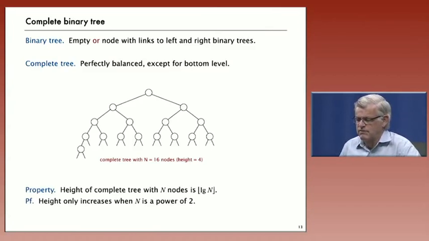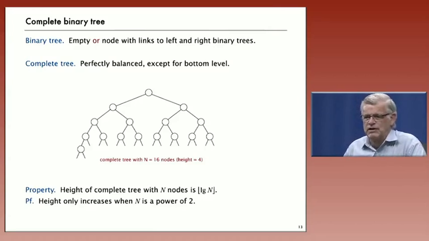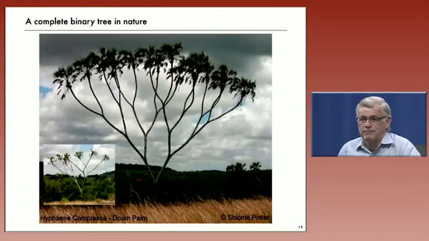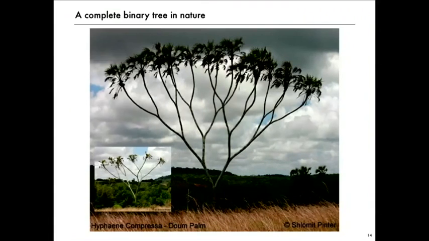The property of a complete tree is that the height of a complete tree with n nodes is the biggest integer less than log base 2 of n. And that's really easy to convince yourself that that's true because the height, if we add nodes one at a time, going from left to right on the bottom level, say, the height only increases when n is a power of 2. Complete binary trees actually happen in nature. Here's an example of one that goes 1, 2, 3, 4 levels at least. So 16 bushes at the end there.